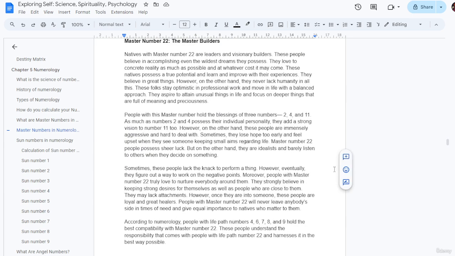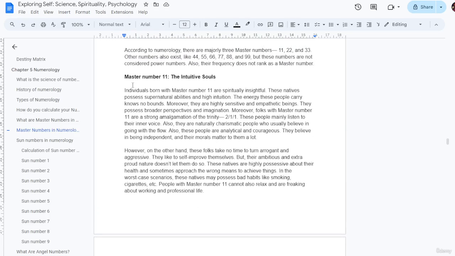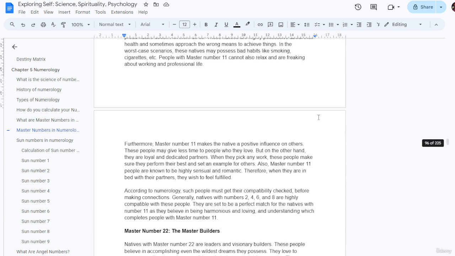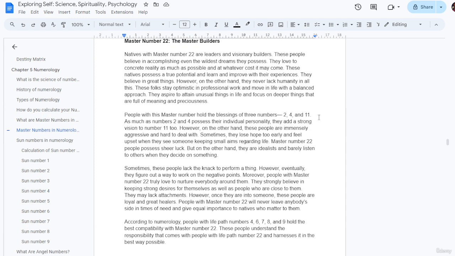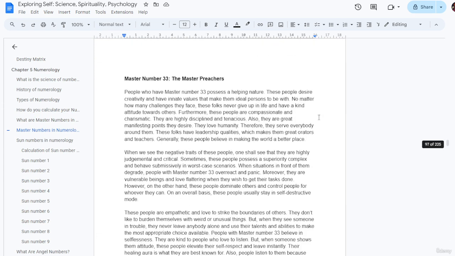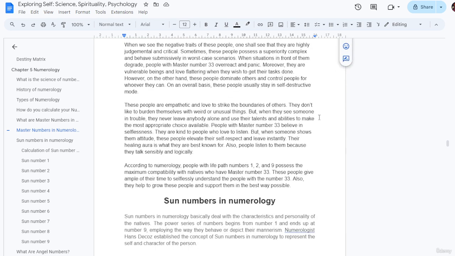So in here, you can see that the master number is a bit more explained, with intuitive souls, with master number 11. So it's a bit more insightful, spiritual, guiding. Master number 22 are master builders, so they achieve, they have a vision, they work. 33 are master preachers, so if you want to start a cult.